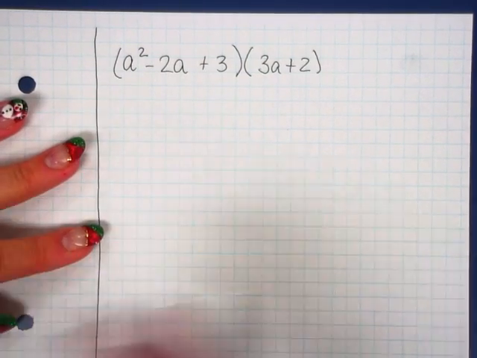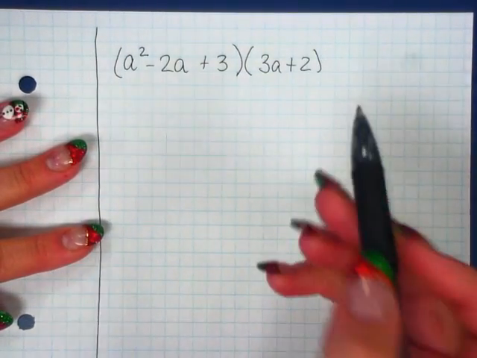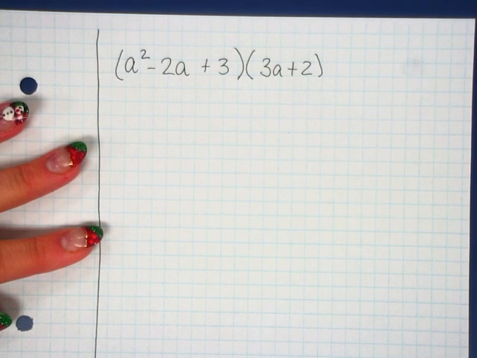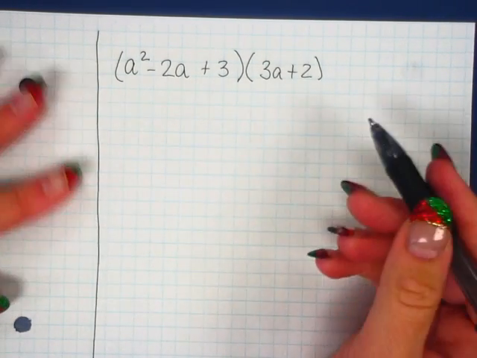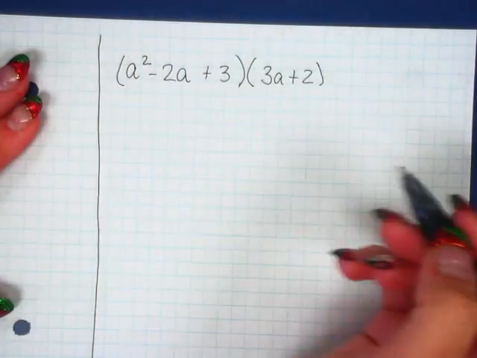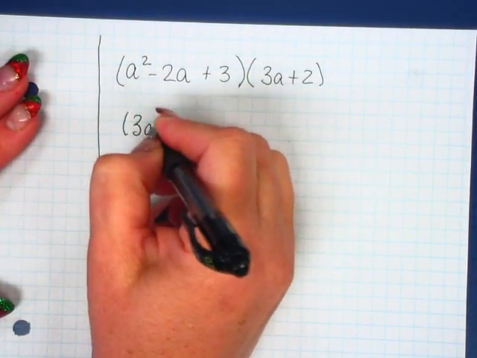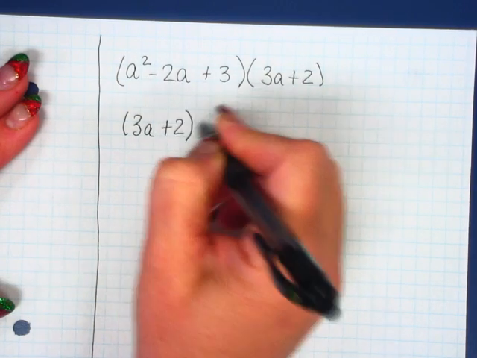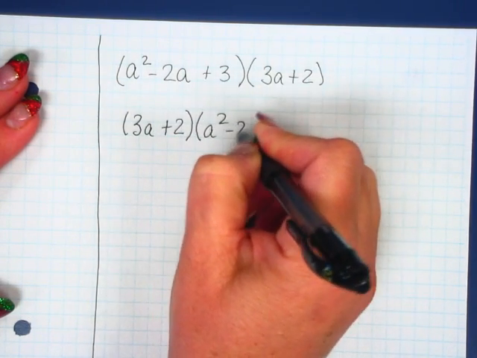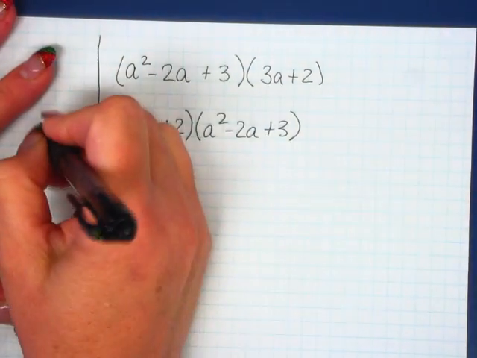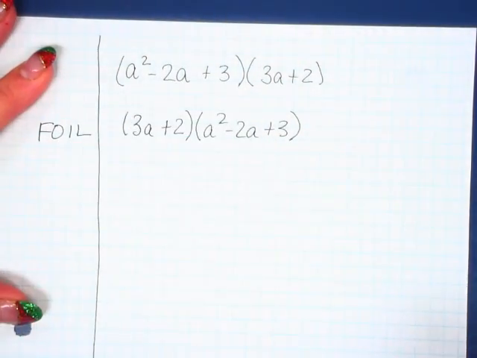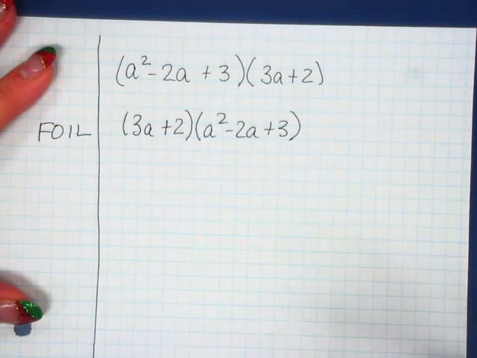Alright, so now we're looking at FOIL when we're looking at a trinomial and a binomial. And when you do FOIL with anything other than a binomial and a binomial, it becomes kind of a different entity. What I want to do first is flip this problem and put the binomial first, and then put the trinomial second. It works both ways. It just makes it nicer when you're using FOIL. So you can't really do first, outer, inner, last anymore. It's just the same idea.